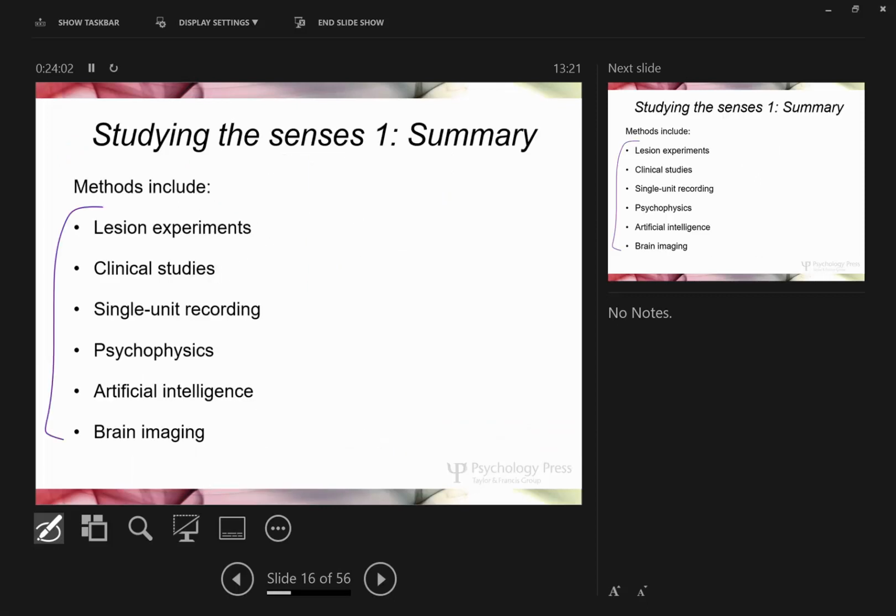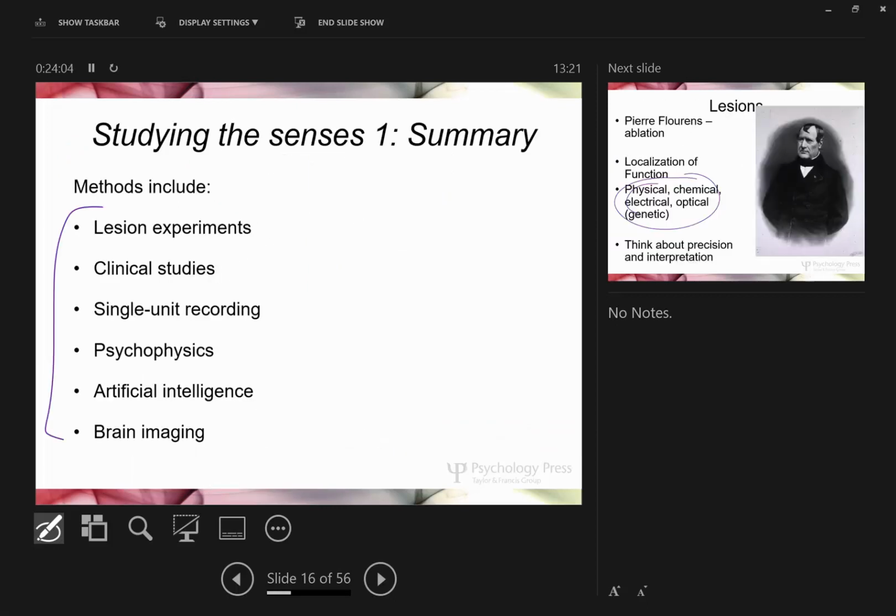Don't worry too much about this. All right. We should think about how we study the senses. There are a number of ways that we do that. And we'll talk about each of these approaches as we go.